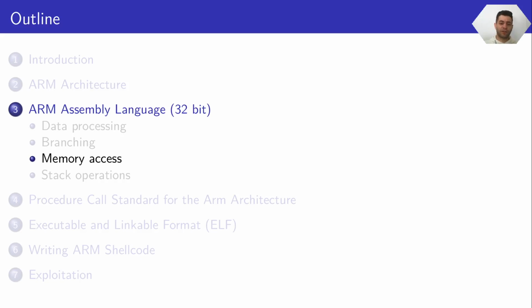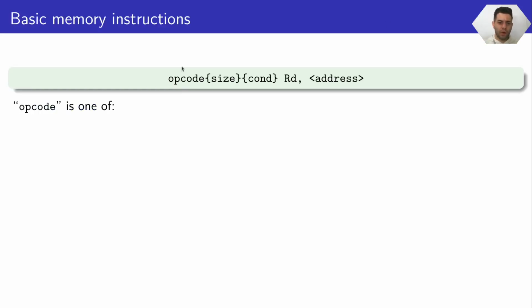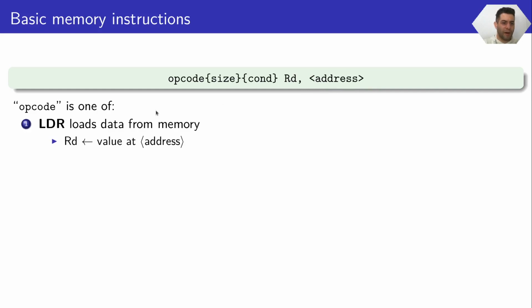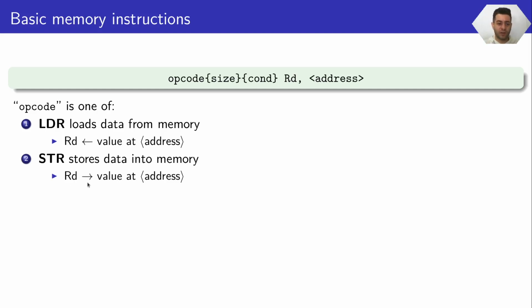Memory access instructions are the only instructions that are capable of fetching some value from the memory and putting it in some register. So we have the opcode, and we also have to set the size, so how many bits are we going to transfer or store into memory, the condition, the destination register, and the address in memory. So we have the load, LDR, which means take some value in memory at some particular address and put it into Rd. And then we have the store that is doing the opposite, so from the destination register to some value in memory.